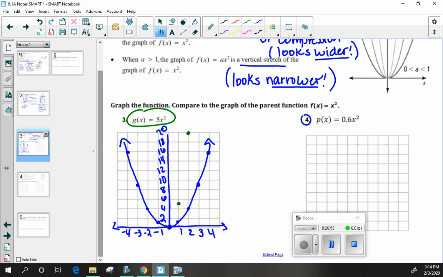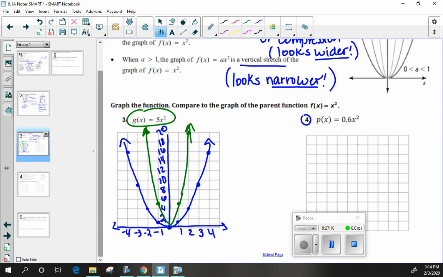Same thing on the other side: -1 squared is 1, times 5 is 5; -2 squared is 4, 4 times 5 is 20. And of course the vertex is still at the middle, because when you plug in a 0, you still get a 0. Okay, so there's our parabola, got a little wobbly there, but it's just this U-shaped curve. So how would we compare them?